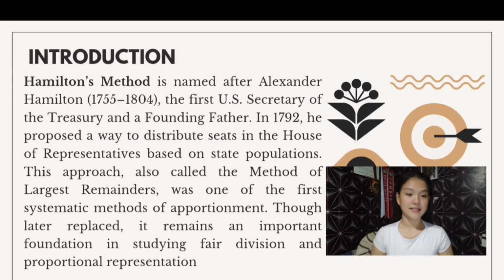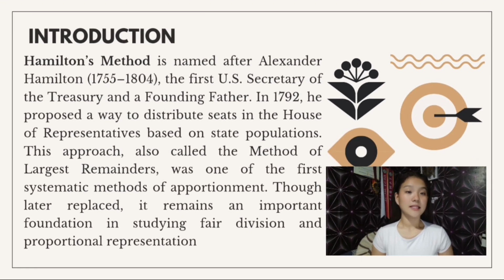Hamilton's method is named after Alexander Hamilton, 1755 to 1804, the first U.S. Secretary of the Treasury and a founding father. In 1792, he proposed a way to distribute seats in the House of Representatives based on state populations. This approach, also called the method of largest remainders, was one of the first systematic methods of apportionment. Though later replaced, it remains an important foundation in studying fair division and proportional representation.